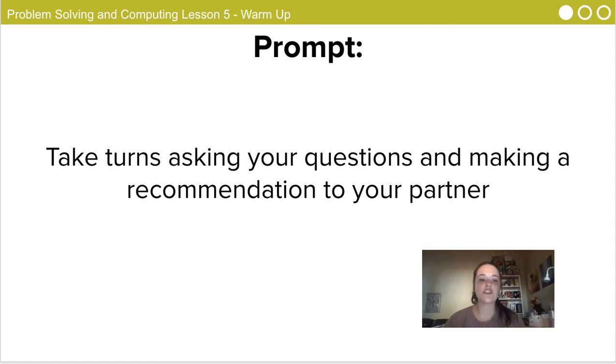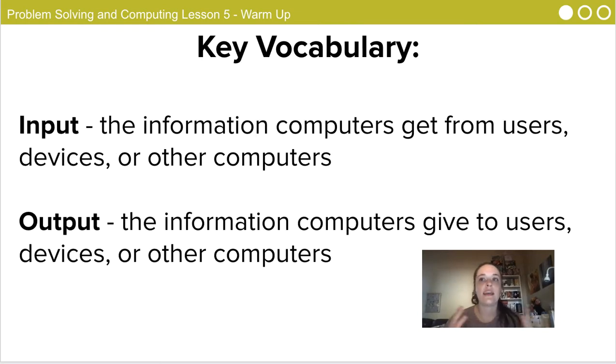In order to solve this problem of what pet should I get, you had to get information from somebody in the form of answers to your questions. You also had to give information in the form of a recommendation. Computers do the same thing, okay? The information they get from users is called input, and the information they give to users is called output.